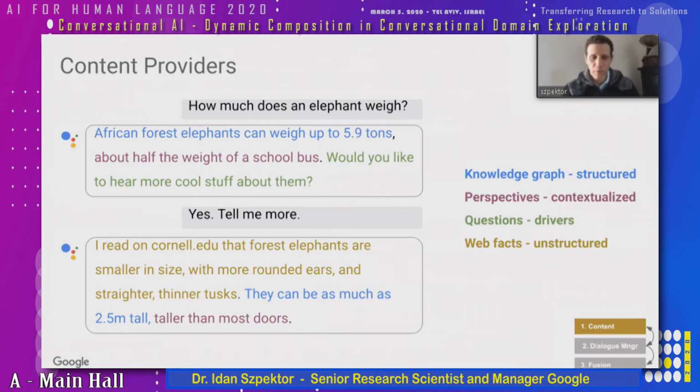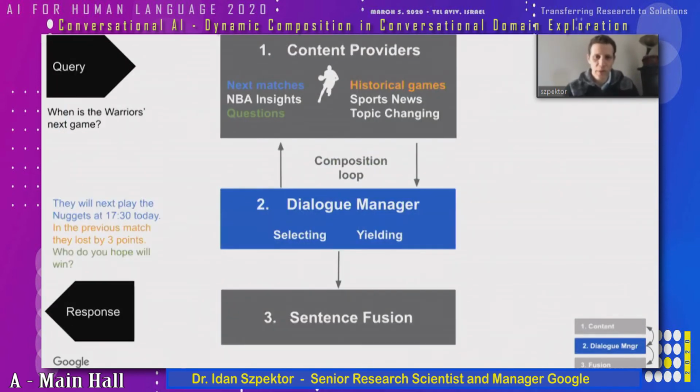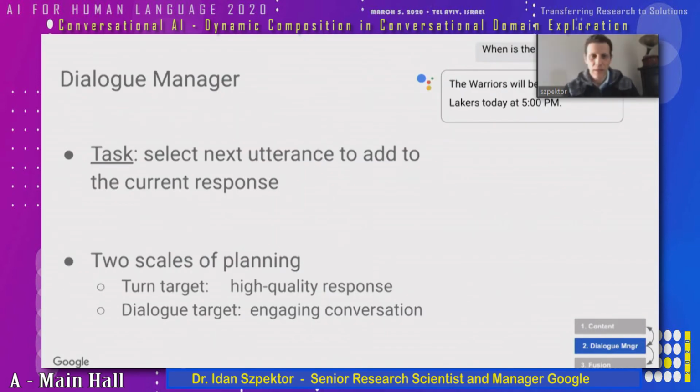Okay, so that's around providers, but doing the selection, that's the dialog manager's responsibility. And as we've seen, the task is to pick up the next utterance, but it's not trivial. So if you look at the example here, when's the next game? The Warriors going to play against the Lakers. That's going to be the first utterance that will return. It's the answer. That's pretty clear.